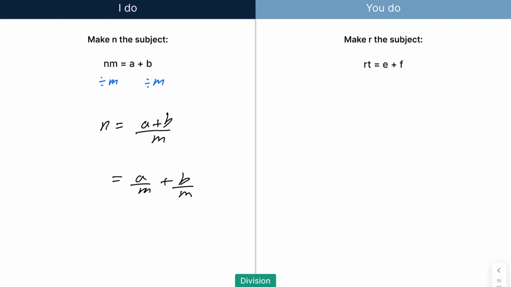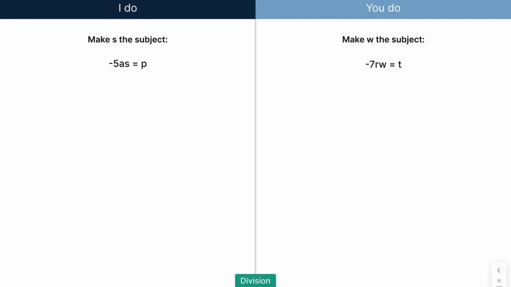So on the right, we've been asked to make r the subject. Now r is being multiplied by t, so we're going to do the opposite on both sides, get rid of that. That becomes e plus f all over t.